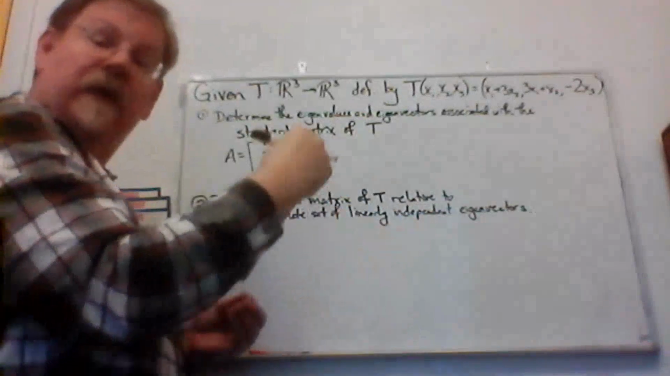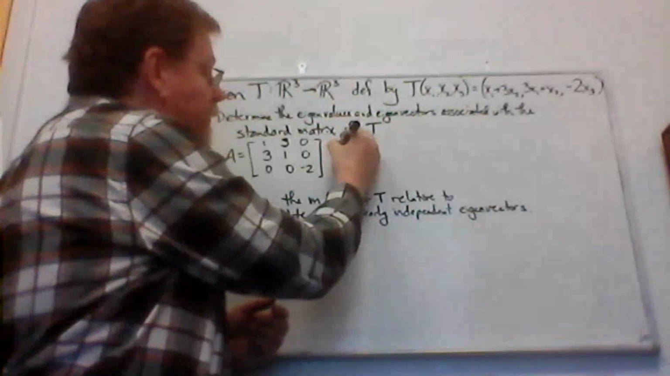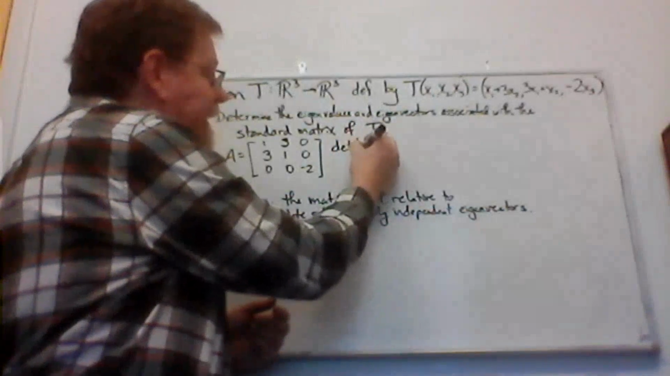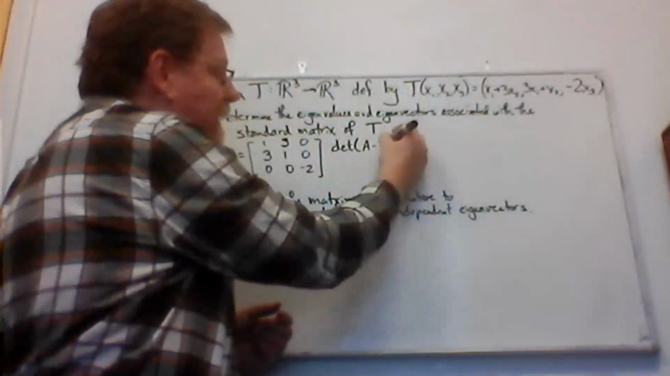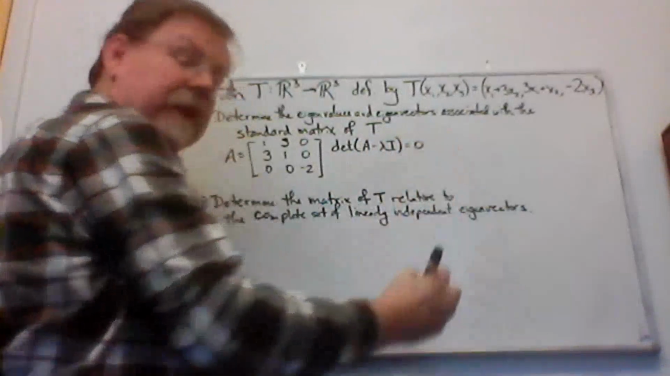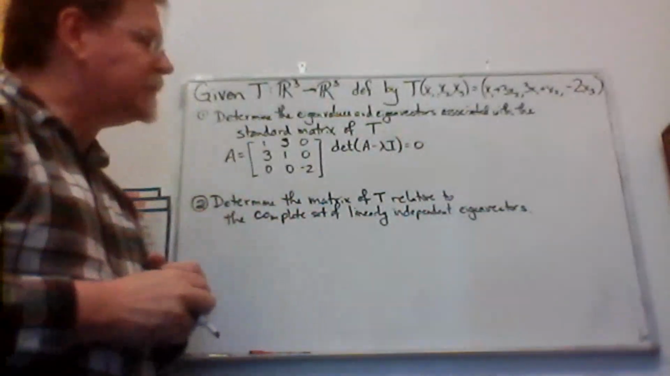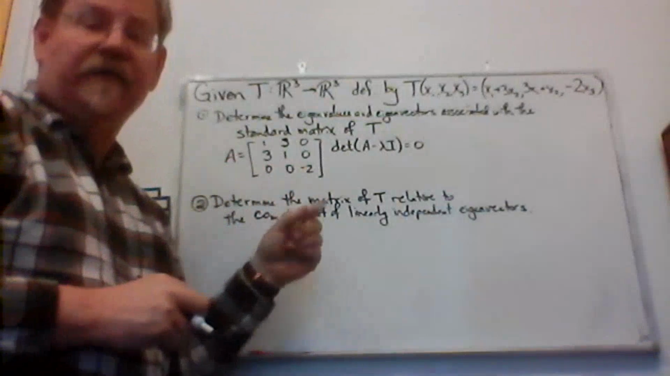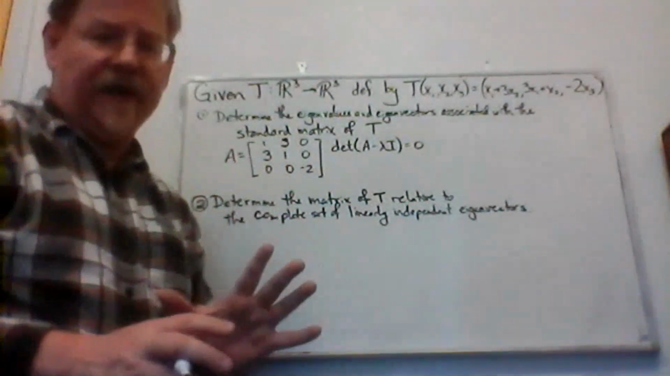So first thing to do, get the characteristic equation. So the characteristic equation, the way I write that is I take the determinant of A minus lambda I and set that equal to 0. Now our textbook, and you may see some other sources, doing this as the determinant of lambda I minus A. Either way, it comes out the same.